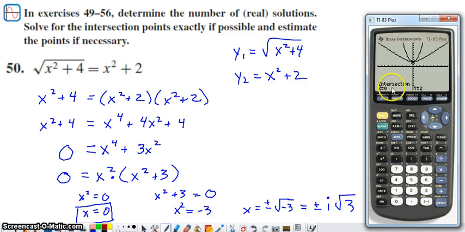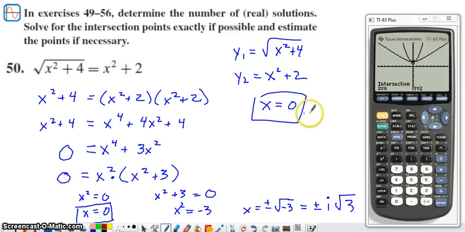And what we end up with for our intersection is an x value of 0. So when x equals 0, those y values are equal to each other, and hence this equals this. So to solve an equation graphically, this is something you can always do as long as the calculator is in play. The one catch with calculus is the calculator is not always in play.